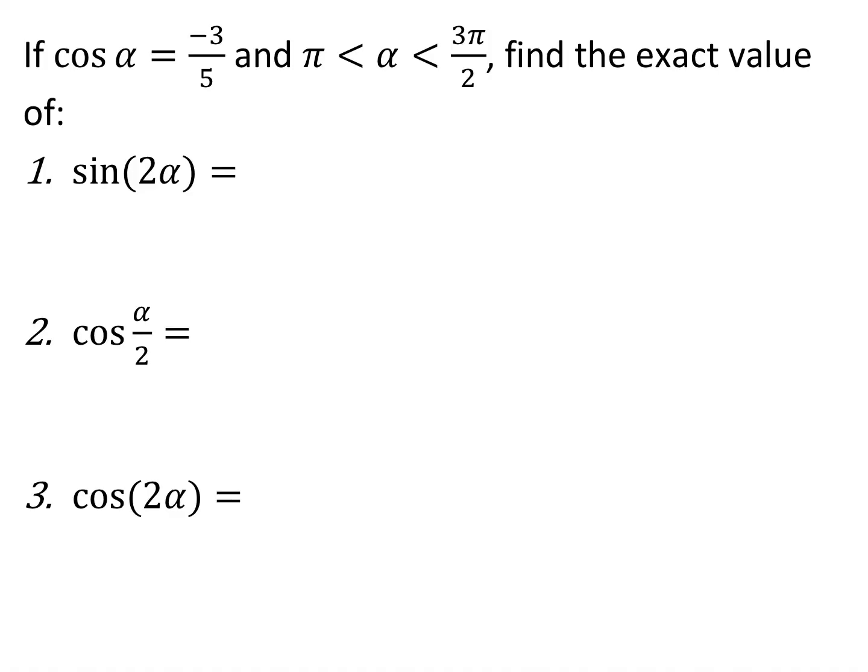So here we have the cosine of alpha is equal to negative 3 over 5, where alpha is between pi and 3 pi over 2. And we want to evaluate sine of 2 alpha, cosine of alpha over 2, and cosine of 2 alpha. So this is very similar to what we were doing in 7.5 with the sum and difference formulas, and all the way back in chapter 6 with just the regular trig functions. So go ahead and pause the video and try these.